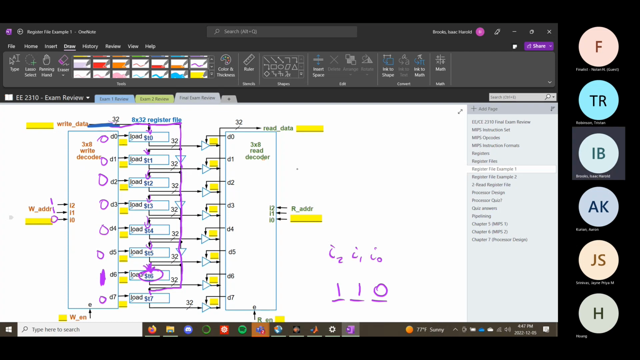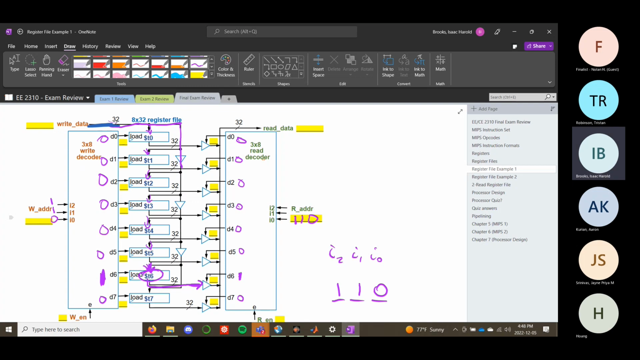Okay, and if we wanted to read that, then we would do the same process as before, where after it gets loaded in, that 2022 is sitting on this line. And if we wanted to read it, we would have to say, I want the read address to be 110. That's going to set D6 to be 1, all the rest of these to be 0.